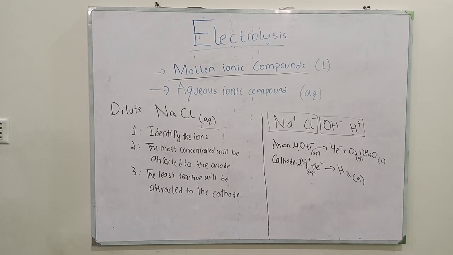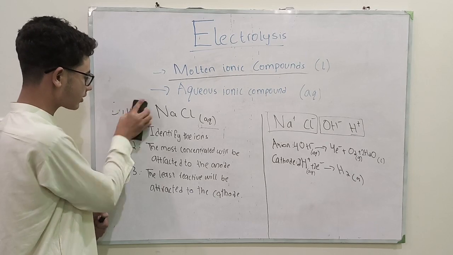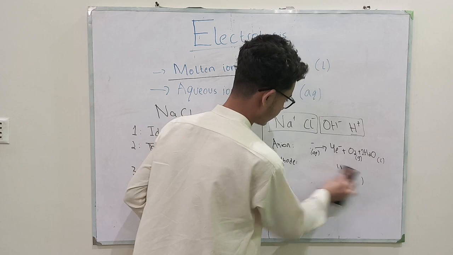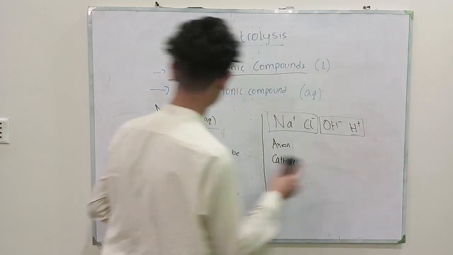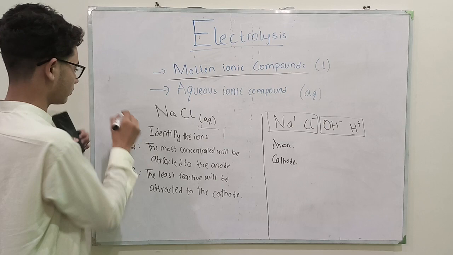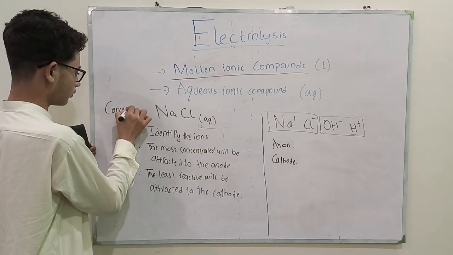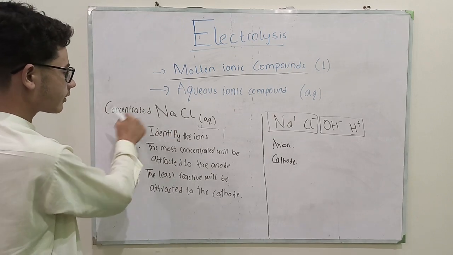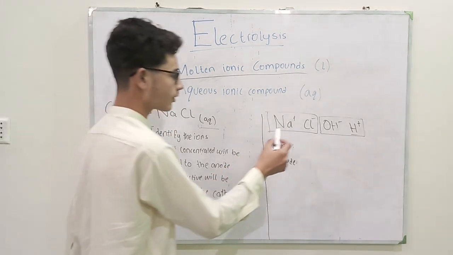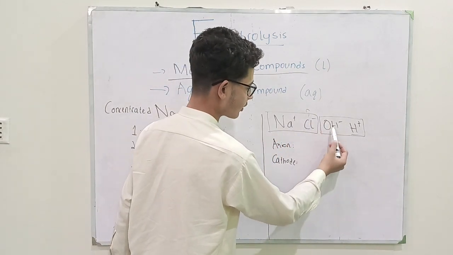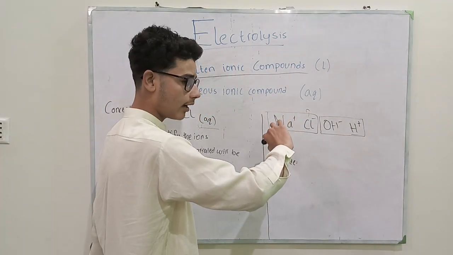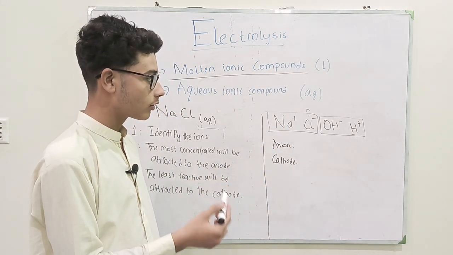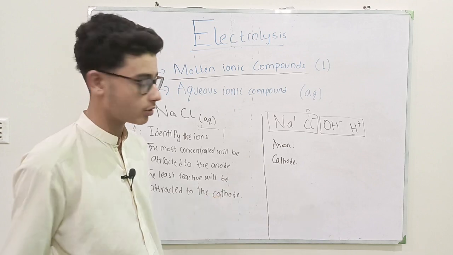Now let's do the concentrated NaCl, the electrolysis of concentrated NaCl. So when the term concentrated is given, this means that the concentration of the anion given in the ionic compound will be higher than the concentration of OH.